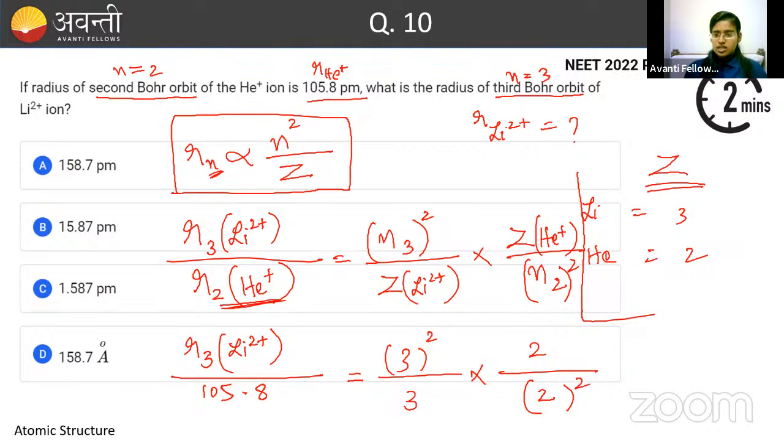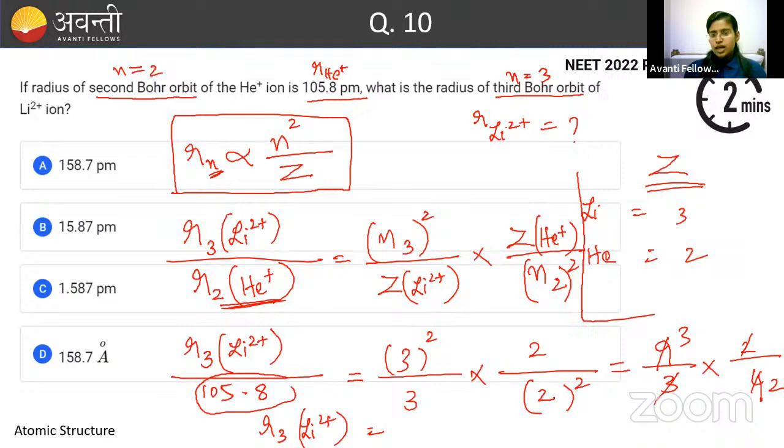Okay. So what is the answer? 3 into 3 is 9 divided by 3, 2 divided by 4. Okay. So you can solve this. We'll get 3 by 2 as the answer. So r3 of lithium 2 plus is equal to, take this 105.8 to the other side. It will go to the numerator, right? 105.8 into 3 by 2. And if I solve this, I will get 158.7 picometer as the value or the answer for this question.